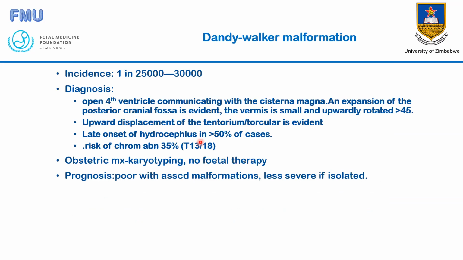and the vermis is small and upwardly rotated, greater than 45 degrees. Then we have upward displacement of the tentorium and torcula, which is evident. I'll show you on the image what we mean by that. And there's late onset of hydrocephalus in greater than 50% of the cases. And the risk of chromosome abnormalities like trisomy 13 and 18 is about 35%. So that means if we see these conditions, it is imperative that we offer the couple amniocentesis for karyotyping.